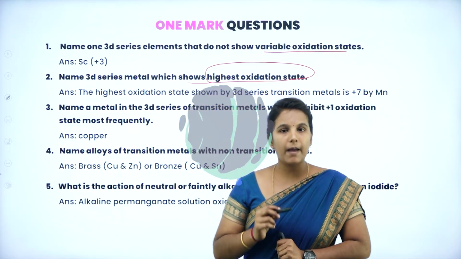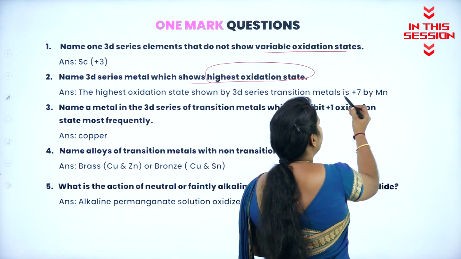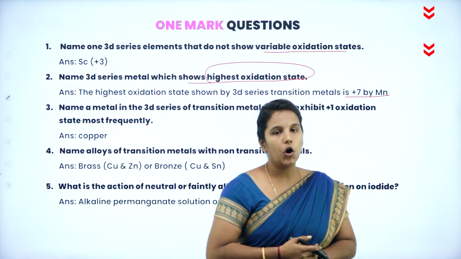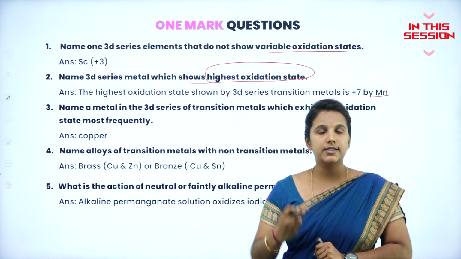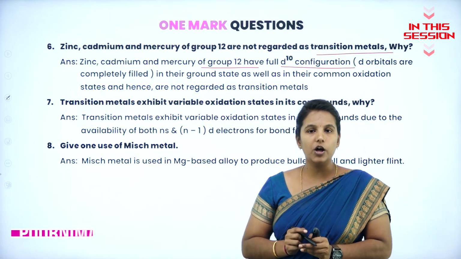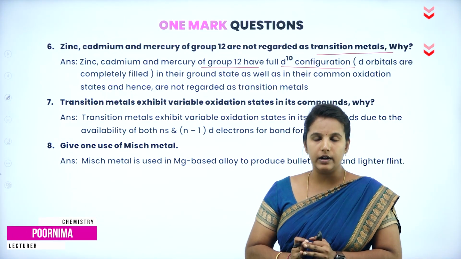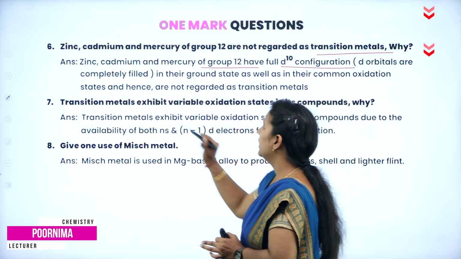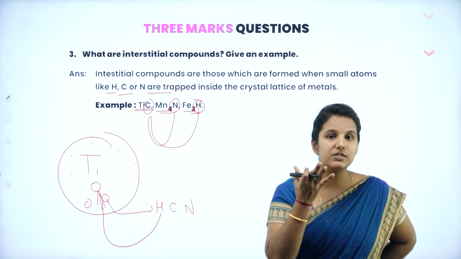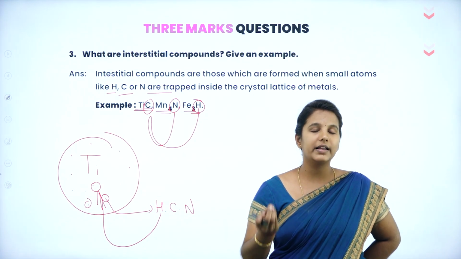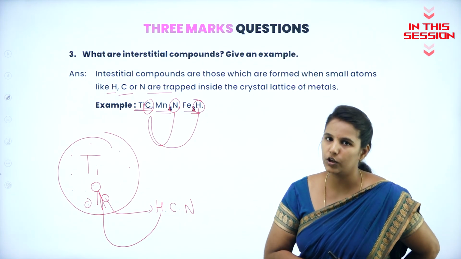We all know that manganese is the only element which shows the +7 oxidation state, and that too it is the maximum in the 3d series. The d orbitals which are completely filled, in which element? In zinc, cadmium as well as in mercury. Interstitial means vacant sites in the metal get trapped by some of the smaller atoms.